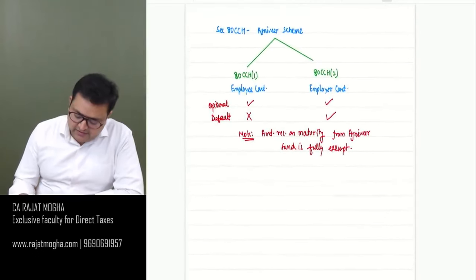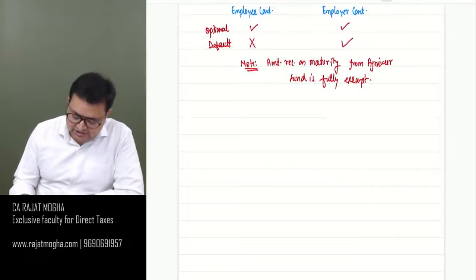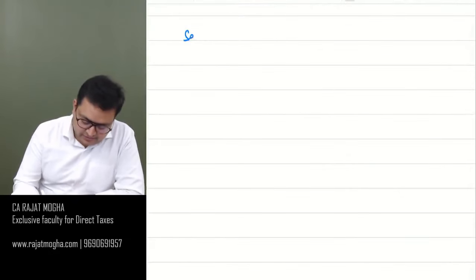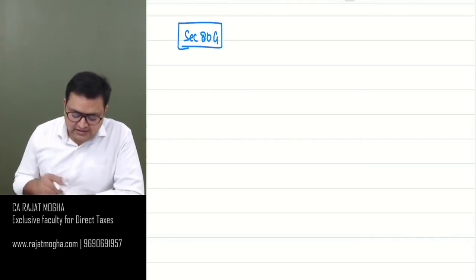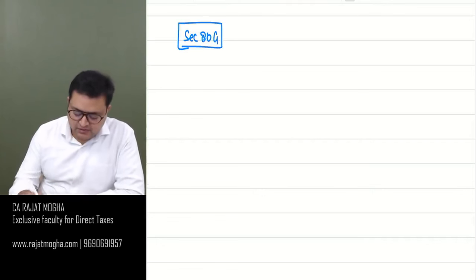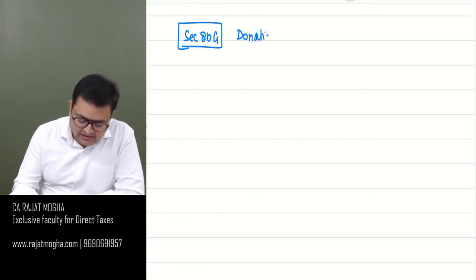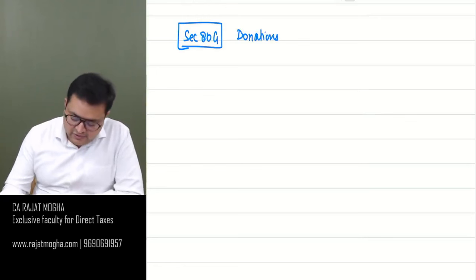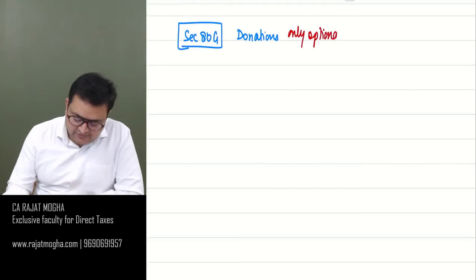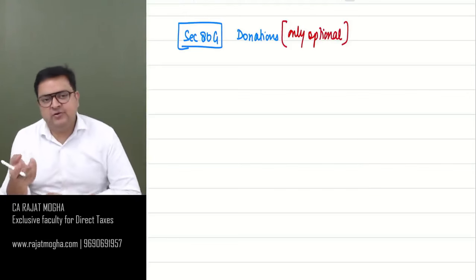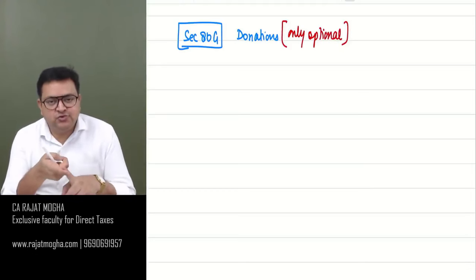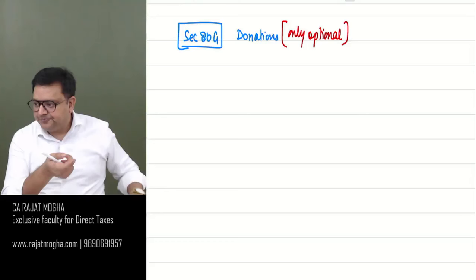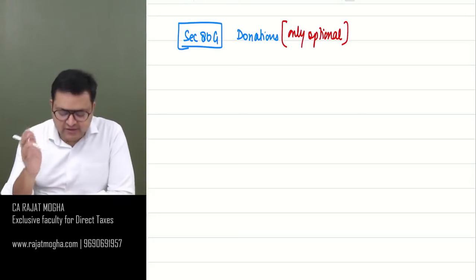Please write it over here where you were writing some concepts. Section 80G. Guys, 80G is for donations. Here you can get this deduction. Obviously, it is only under the optional regime. Please write it. In the default regime, we have only three: 80CCD(2), 80CCH(2), and 80JJAA. That's it. Now, in 80G, you get deduction for donations.